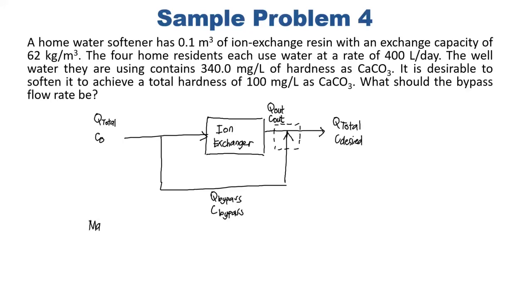Now for the material balance, we have the total volumetric flow equal to the volumetric flow of the bypass line plus the volumetric flow of the outlet. Next, we will have the component material balance for the concentration.